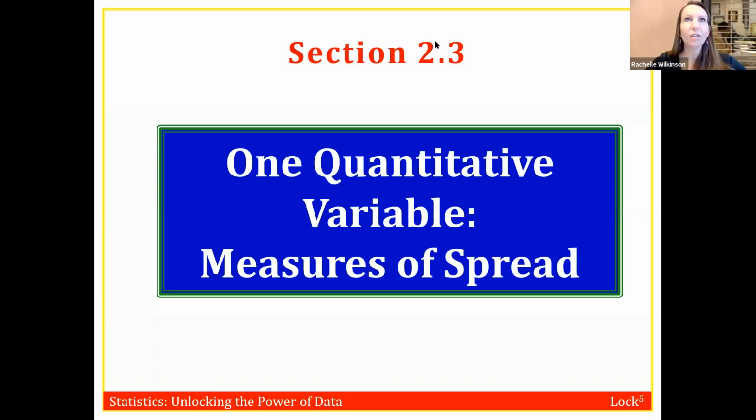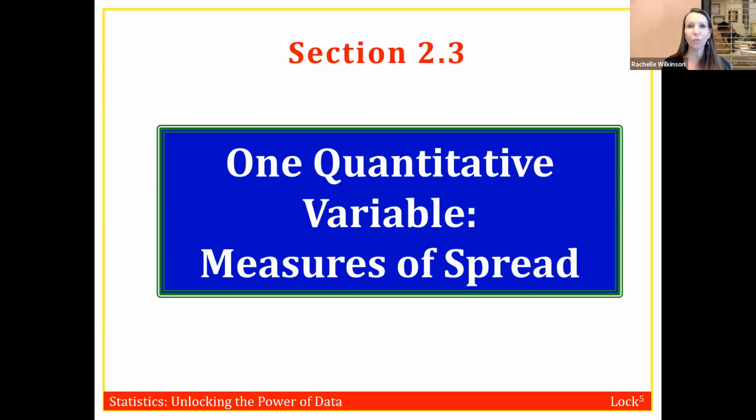So we've been here in chapter 2. Remember, chapter 1 was all about collecting data, and in chapter 2, we're all about describing the data. Okay, we're going to describe the data graphically and numerically. And the type of graphs and summary statistics that we're going to use are going to be dependent on the number and type of variables that we have.